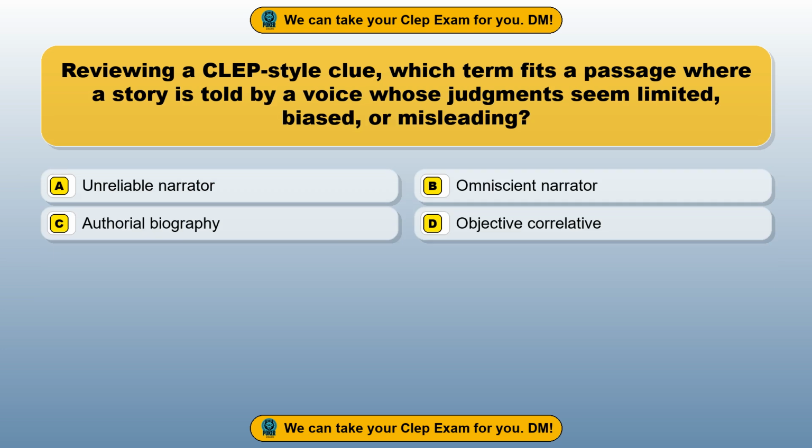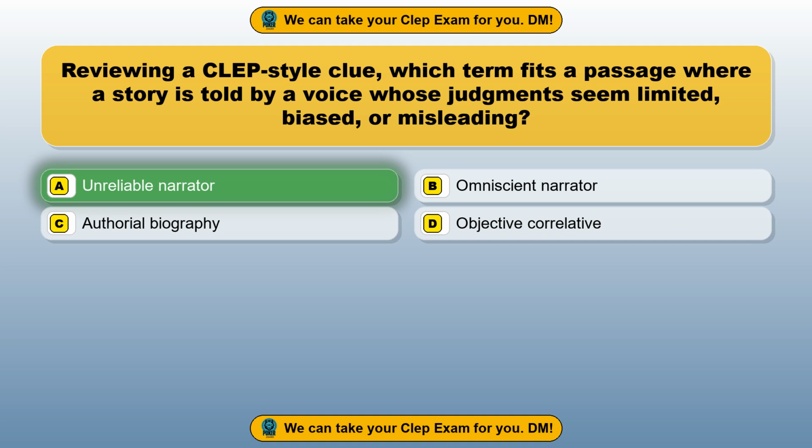Question 53. Reviewing a CLEP-style clue, which term fits a passage where a story is told by a voice whose judgments seem limited, biased, or misleading? Option A, unreliable narrator. Option B, omniscient narrator. Option C, authorial biography. Option D, objective correlative. The correct answer is option A, unreliable narrator.